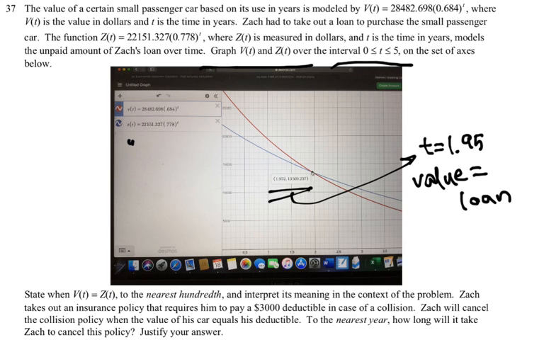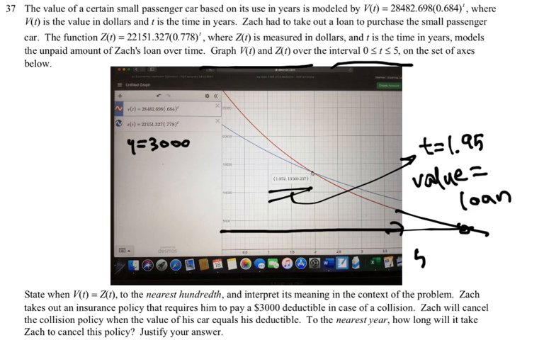Now, the second part of the question is about the insurance policy, the collision policy. What I can do is let y equal 3,000. Then you will realize that they're going to meet up around here. And if you use the calculator to find that intersection, it comes out to be 5.93. But they want us to write it as the nearest year, so it will be 6 years. So 6 years after the purchase, he can cancel the collision policy. All right, that's it. I'll see you later.